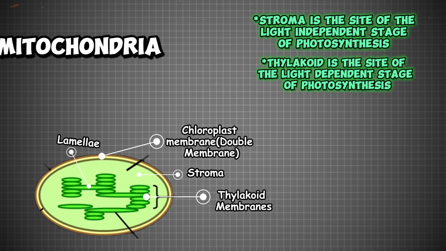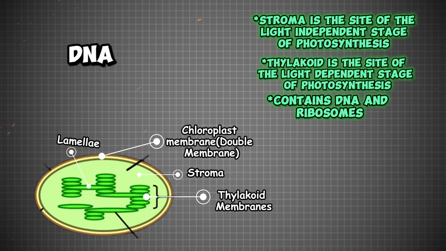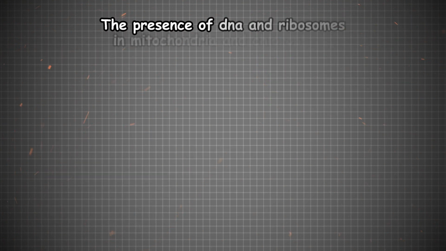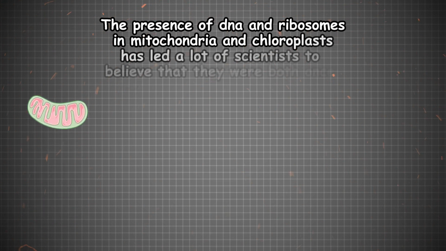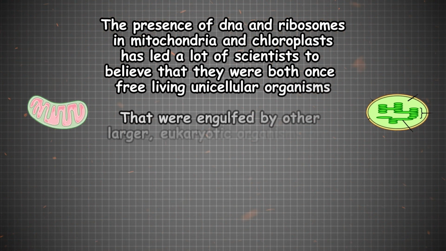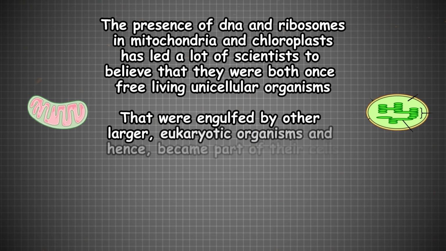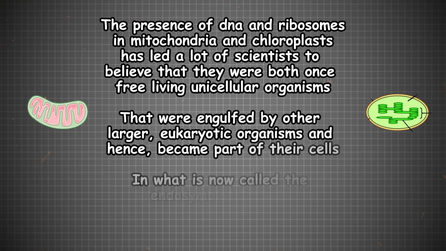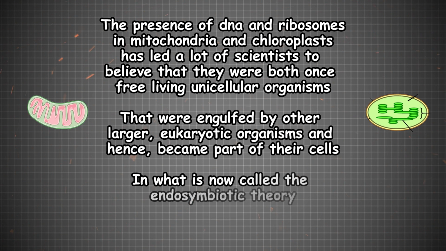Just like mitochondria, they contain circular pieces of DNA and ribosomes. The presence of DNA and ribosomes in the mitochondria and chloroplasts has led a lot of scientists to believe that they were both once free-living unicellular organisms that were engulfed by other larger eukaryotic organisms and hence became part of their cells in what is now called the endosymbiotic theory.